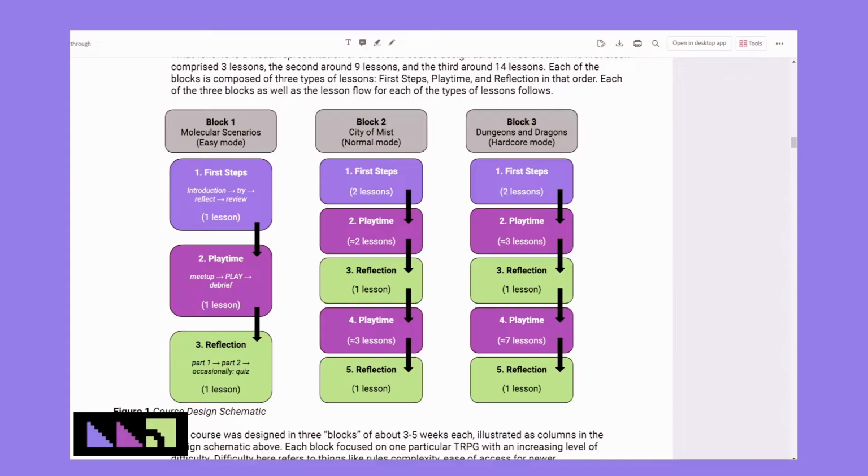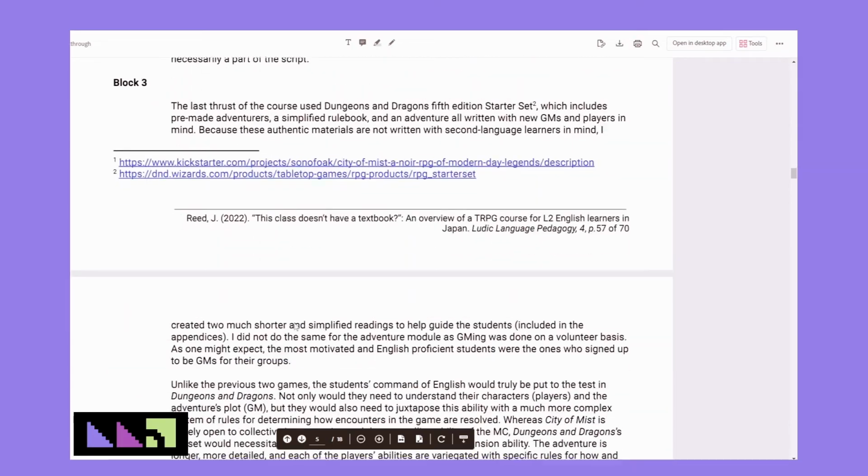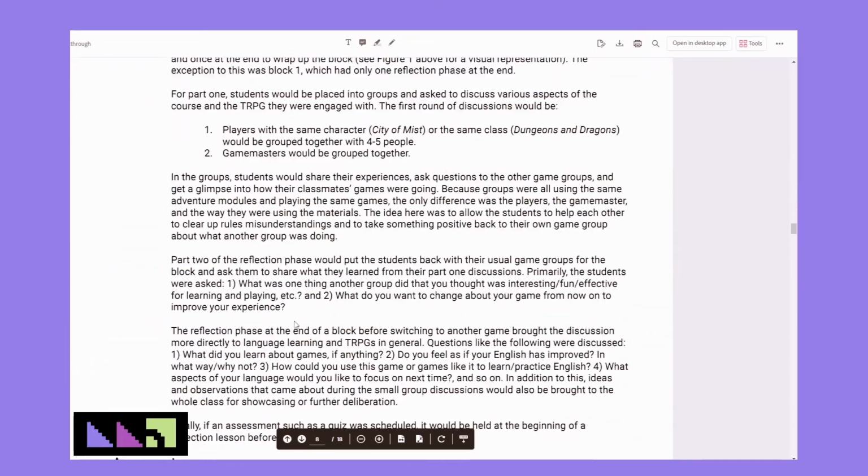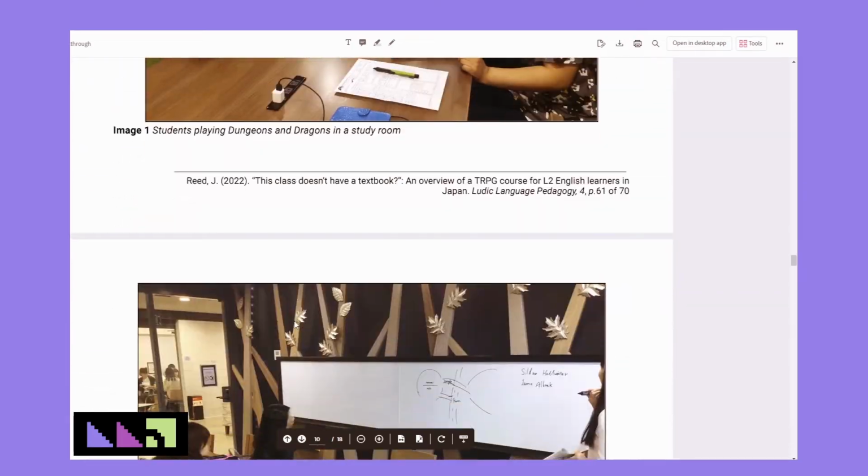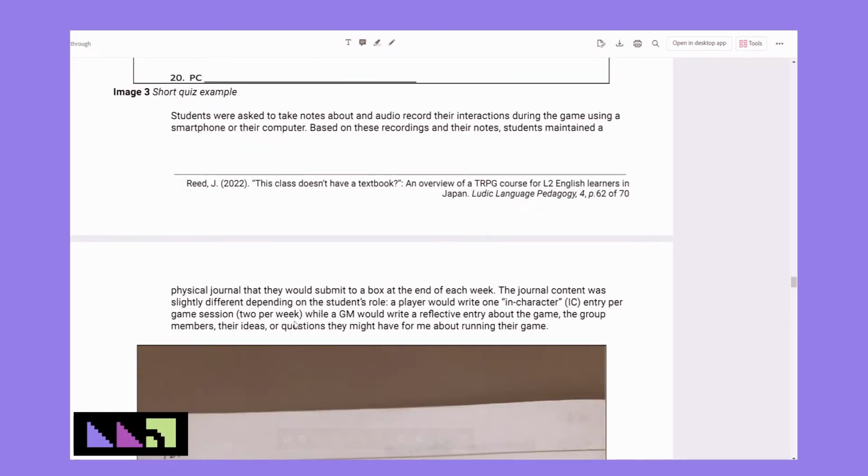And the writing was from the transcriptions and the journals that I had them keep as homework assignments while they were playing the games. They'd keep an in-character journal if they were a player, and that would try to help them role play more.